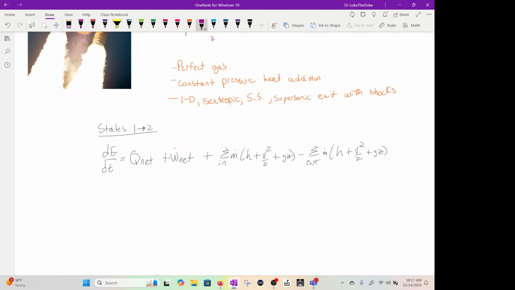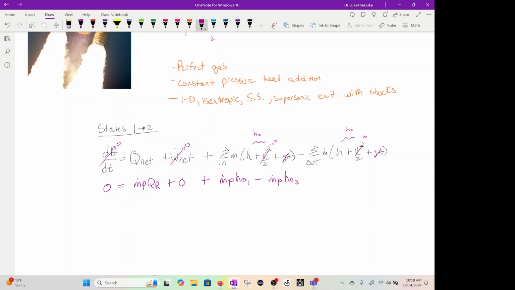Okay, so let's cancel some stuff. This is 0 because it's steady state. There's no mechanical work. The velocity and elevation changes are 0. So technically, if these are 0, then this term you can switch to h naught because that's the definition of stagnation enthalpy. So we have 0 equals mass of the propellant times QR for the heat transfer plus 0 plus m dot of the propellant times h naught 1 minus m dot of the propellant times h naught 2.